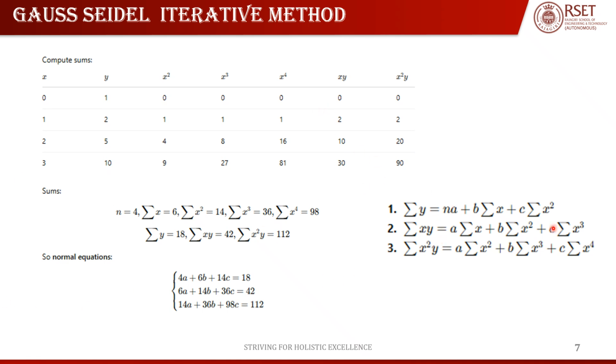So just form the table to compute all these values: y, x square, xy, x cube, x square y, up to x raised to 4 and all these terms. Then take the summations and form the normal equations. You will have three normal equations. Then what do you do? You will take the 4a, keep it here, take the 6b and 14c to the right side, and then divide by 4 to get a from the first equation.